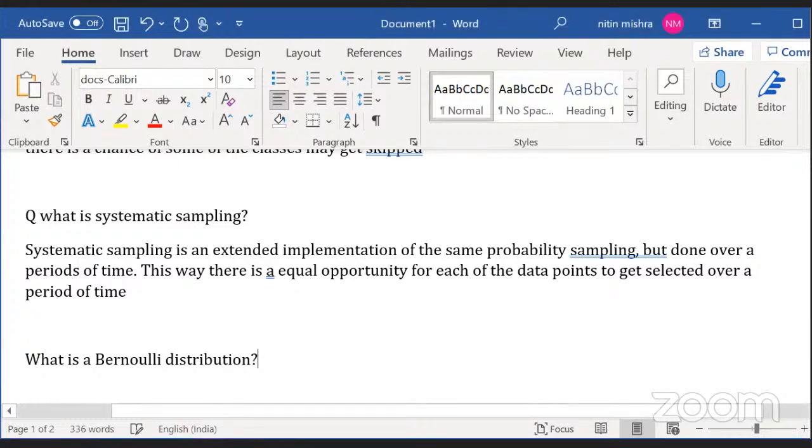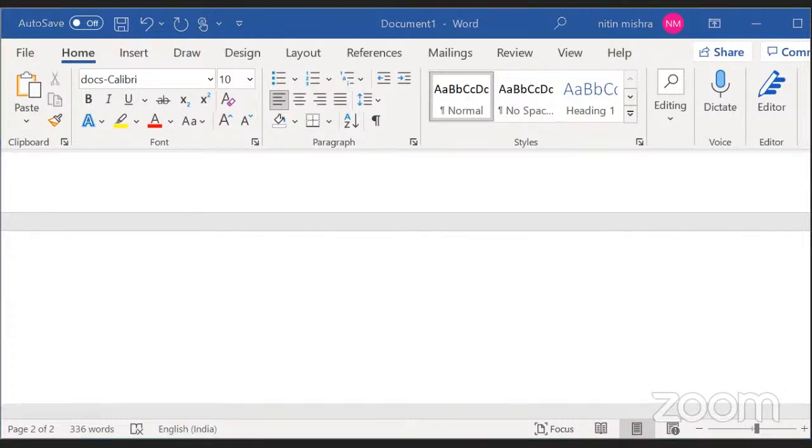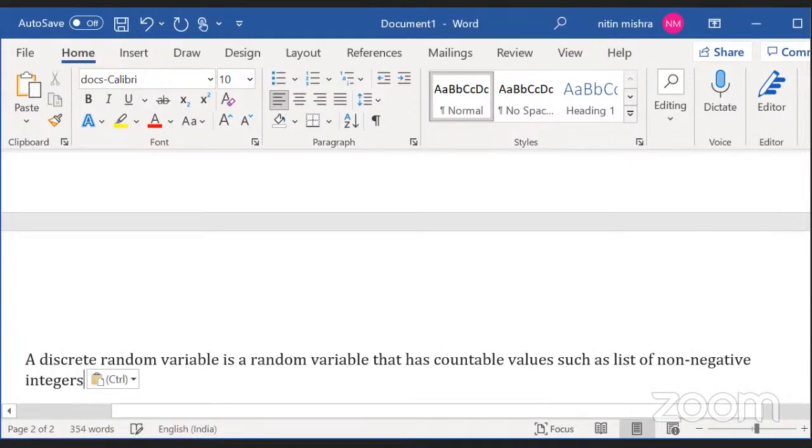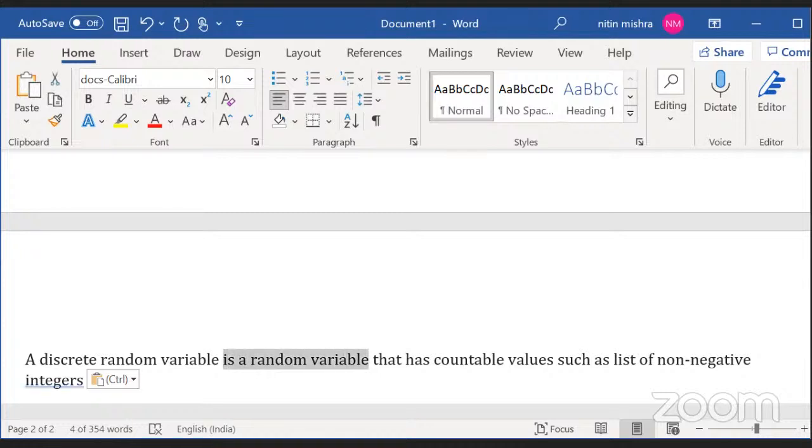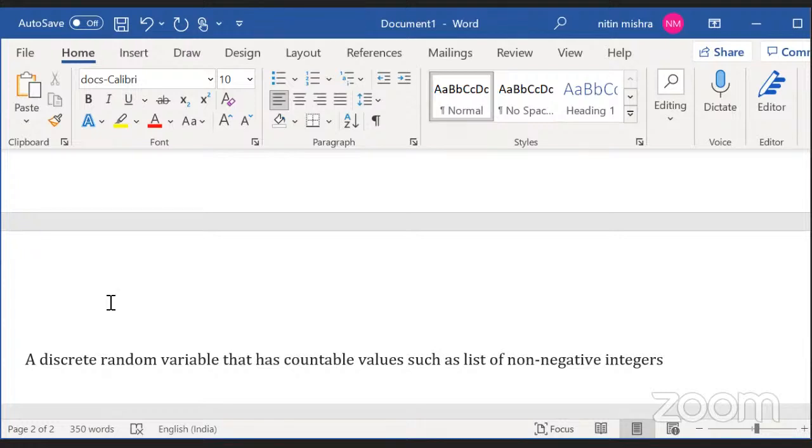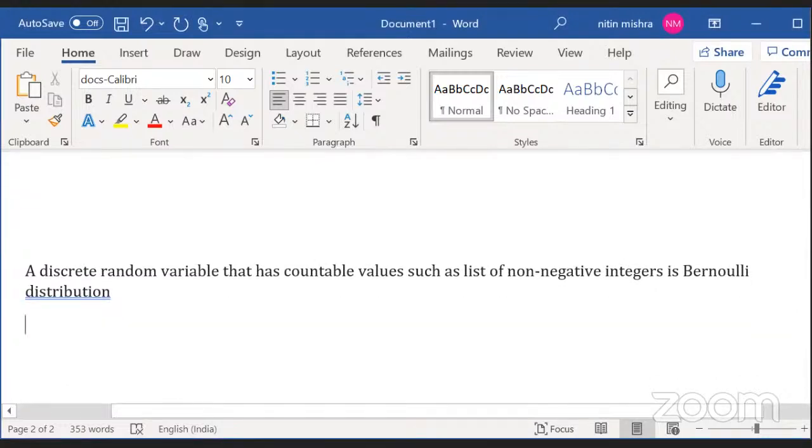One of the things about the Bernoulli trials you can probably understand is that a discrete random variable that has countable values, such as a list of non-negative integers, is part of the Bernoulli trials. Now what you need to remember is there is something called the Bernoulli trials.